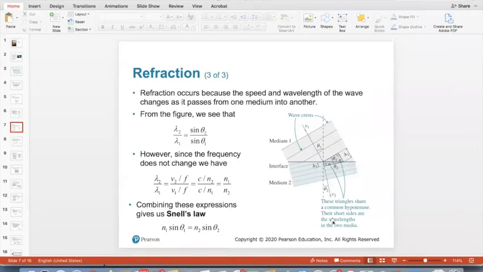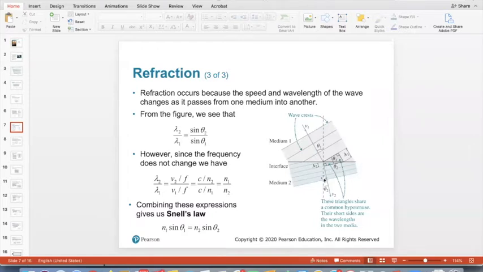Now this works either way. A light ray coming this way from water would get bent away from the normal going into air. And a light ray coming in air, let me think about this for a minute. Oh, I may have had these backwards. Now that I'm looking at the picture, I may have had these backwards. This would be the water and this would be the air.